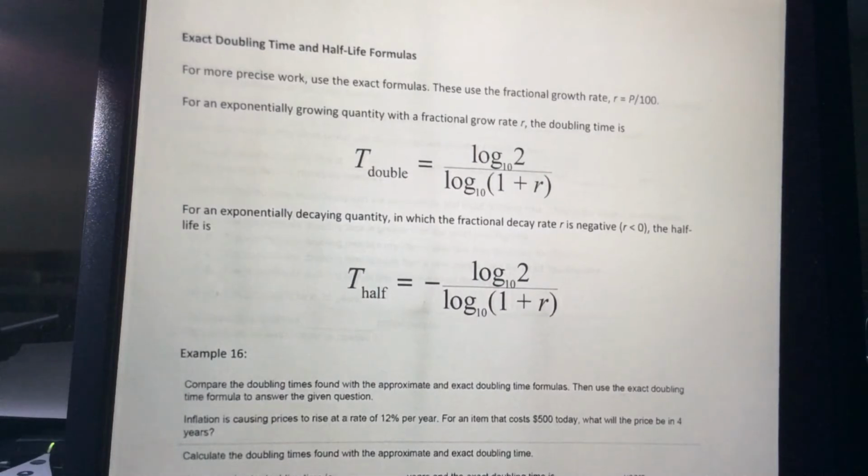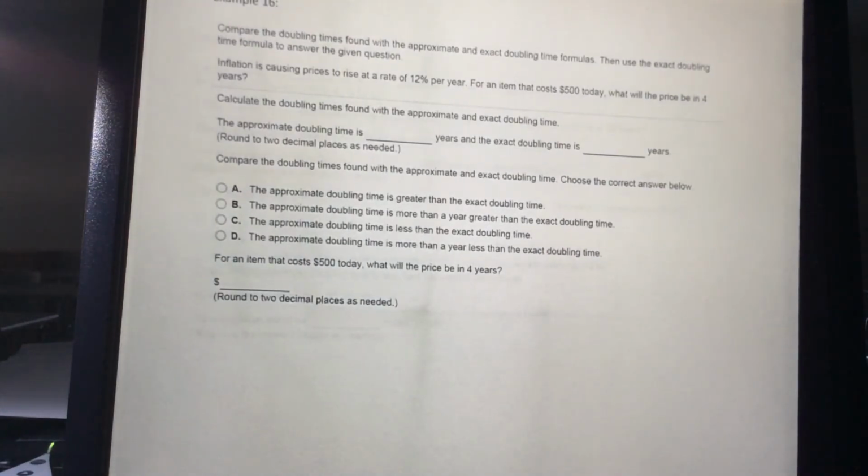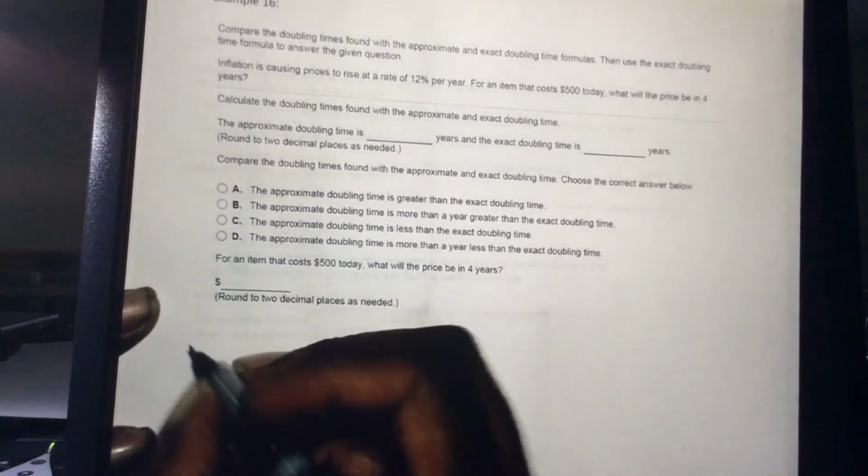So now in example 16, we're going to compare the doubling times found with the approximate and exact doubling time formulas, then use the exact doubling time formula to answer the given question. Inflation is causing prices to rise at a rate of 12% per year. For an item that costs $500 today, what will the price be in 4 years? Okay, so now we want the doubling times found with the approximate and exact doubling time. So I'm going to write this at the bottom.